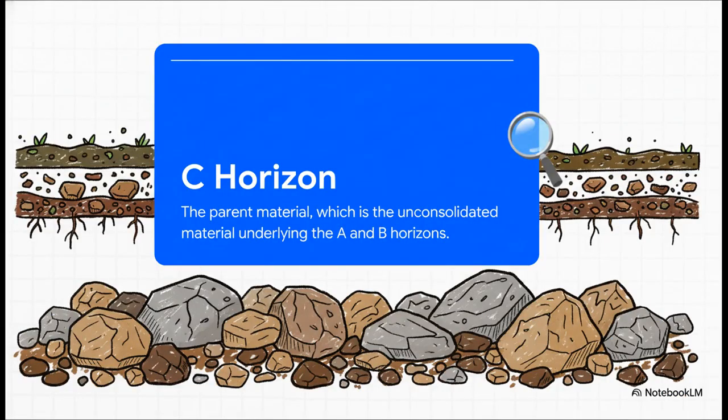And finally, we get down to the C horizon. And this brings us full circle because this is the parent material we started with. It's the least weathered layer of them all, the foundation on which the A and B horizons were built. It gives us a direct peek into that soil's origin story.